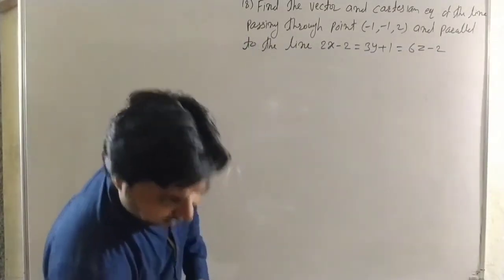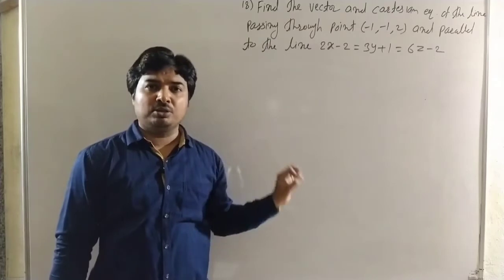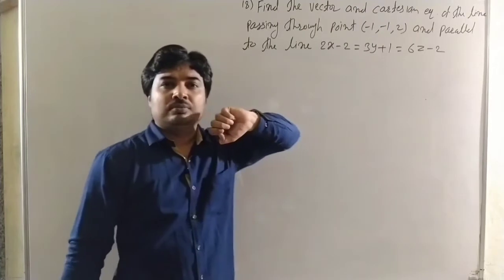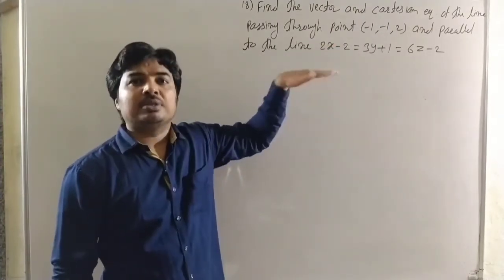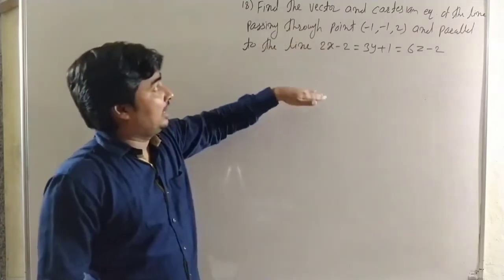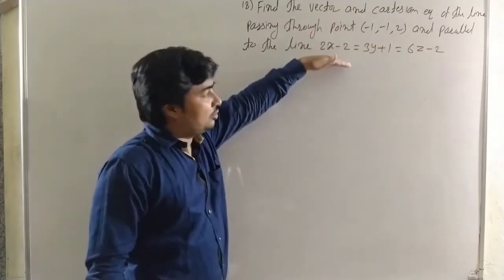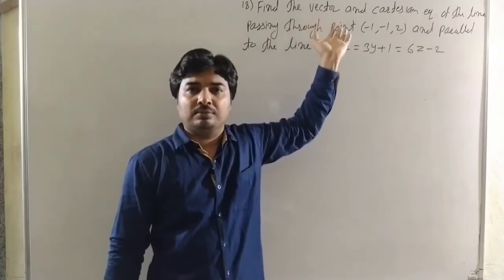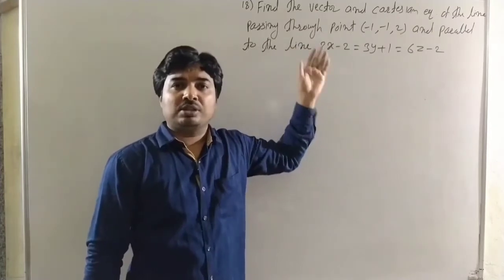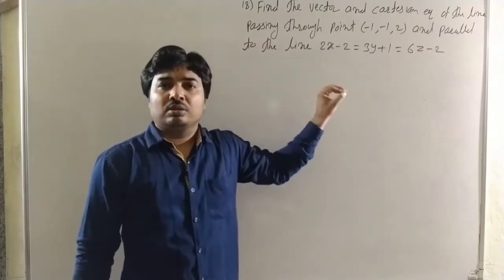Now we want to find the vector and Cartesian equation of the line. To find the equation of a line, we need a point it passes through and a parallel vector. To find the vector equation, the passing point is given. We want to find the parallel vector, that means the direction ratios of the line. Here the direction ratios are not given, but this line is parallel to the required line. That means the direction ratios of this line are the direction ratios of the required line, and the direction ratios are the components of the parallel vector.